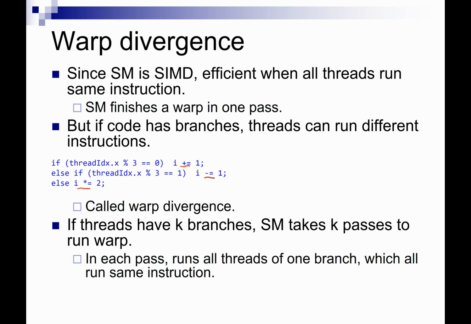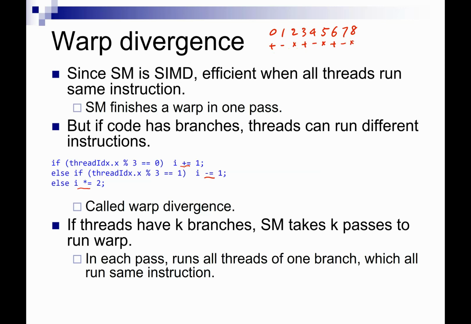In fact, if the threads within the warp have k branches, so they're doing k different things, then the SM can take k passes to run the entire warp, because in each pass it's going to do only the operations from one branch. So for example, say we have threads 0, 1, 2, 3, 4, 5, 6, and let's do a few more, 8. These threads are doing the adds, then these are doing the subtracts, and then these are doing the multiplies.